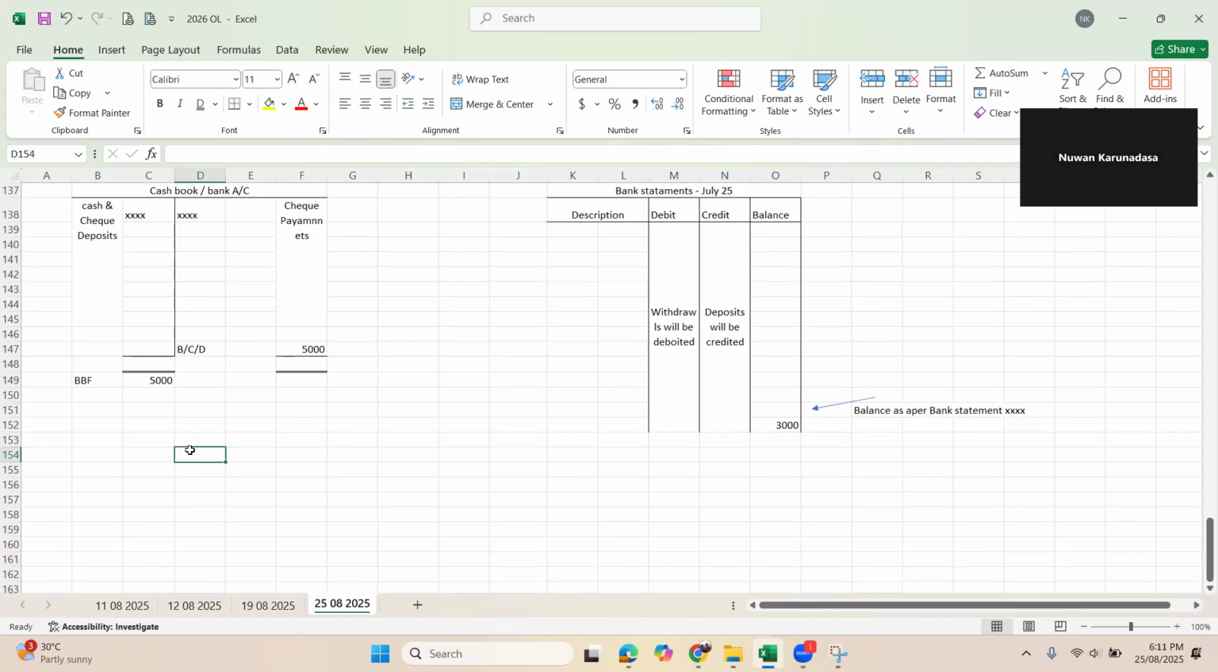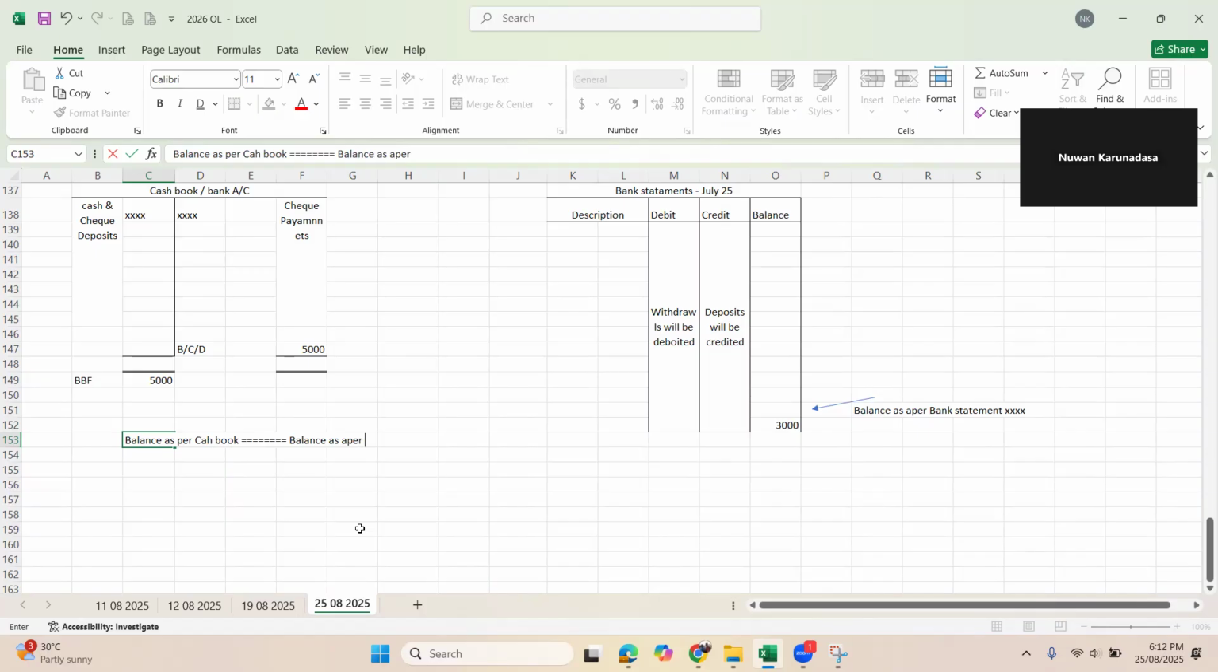The summary is: balance as per cash book is not equal to balance as per bank statement.